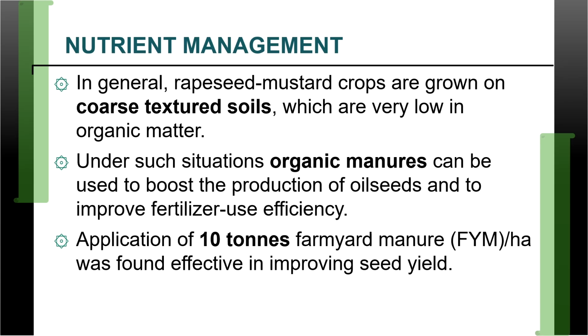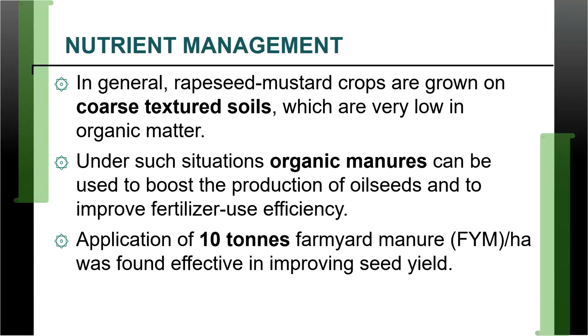We have talked a lot, and it was the reason for lower nutrient availability also. These soils are also low in organic matter. Under such situation, organic manures can be used to boost the production of oil seeds and to improve fertilizer use efficiency. So, it is always advisable to go for integrated plant nutrient management, means supplying all the nutrients in balanced amount through the combined use of different, compatible sources.